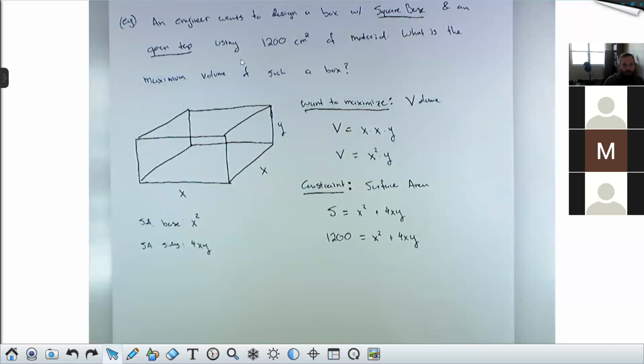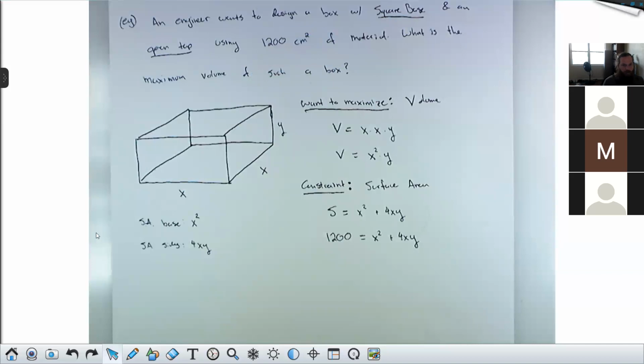The constraint is the thing that limits me. If I want to build the biggest box I can possibly build, and you don't give me some constraint, if you don't tell me I've only got 1200 to work with, then I can just build a huge box. There's nothing to limit the size of the box without this extra bit of information. So this extra bit of information, saying I only have 1200 square centimeters of material to work with, tells me that as I'm building my box, I can't have the surface area be greater than 1200.